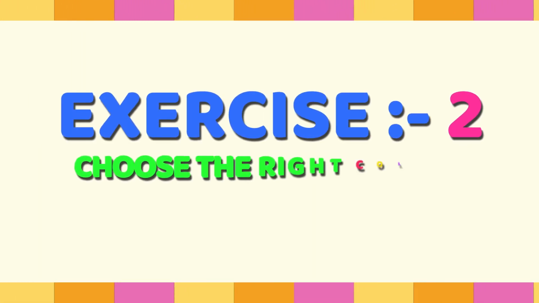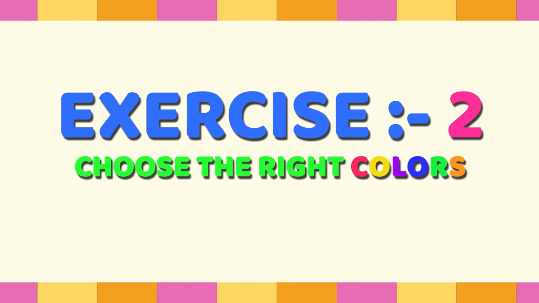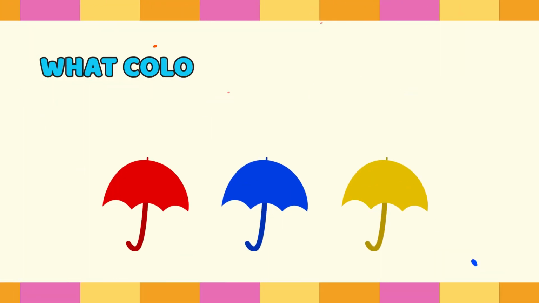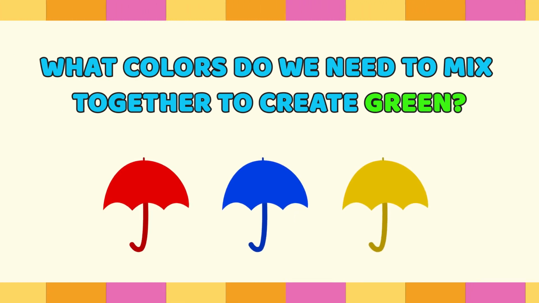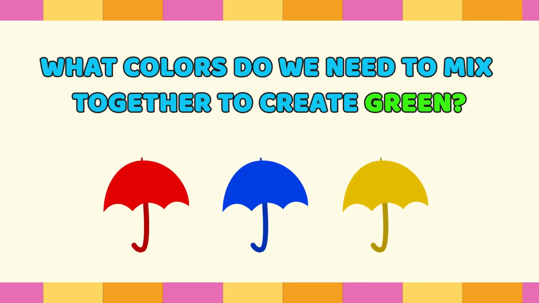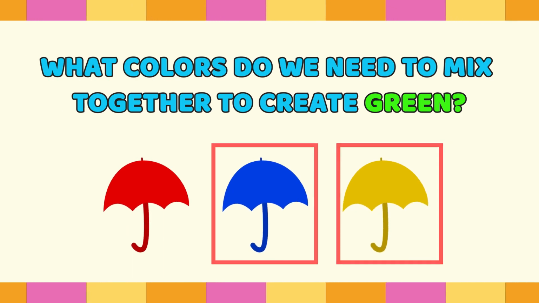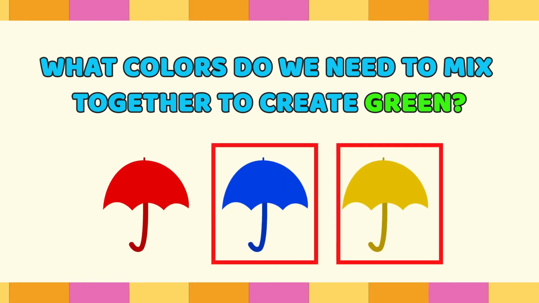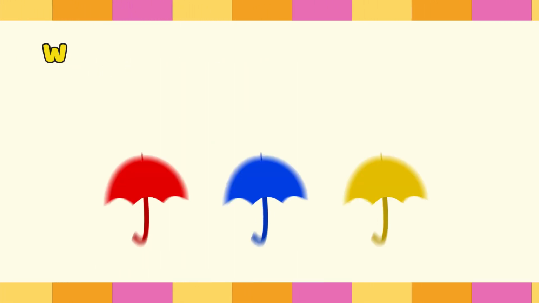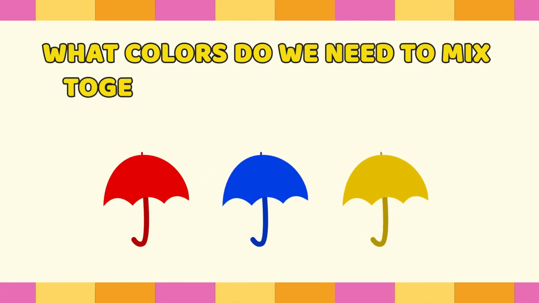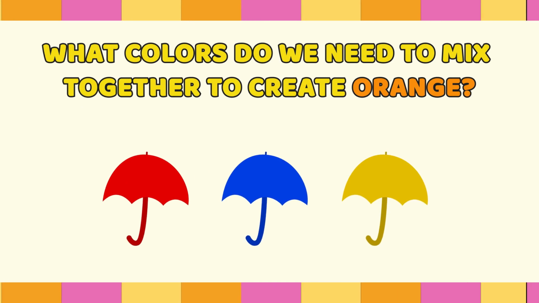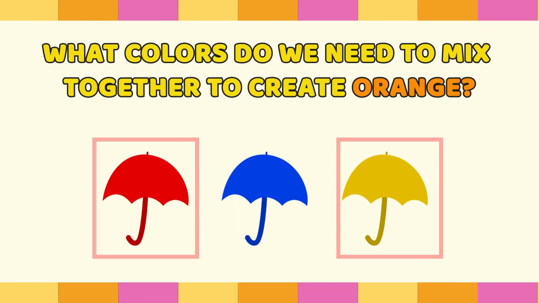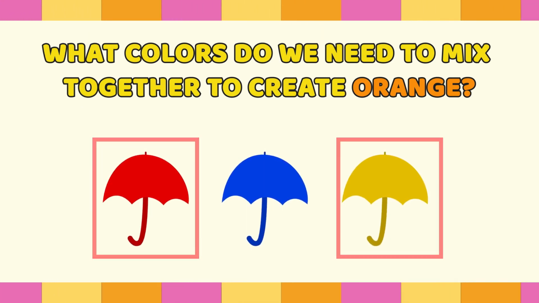Exercise 2. Choose the right colors. What colors do we need to mix together to create green? Yellow and blue. Excellent! What colors do we need to mix together to create orange? Yellow with red. You're right!